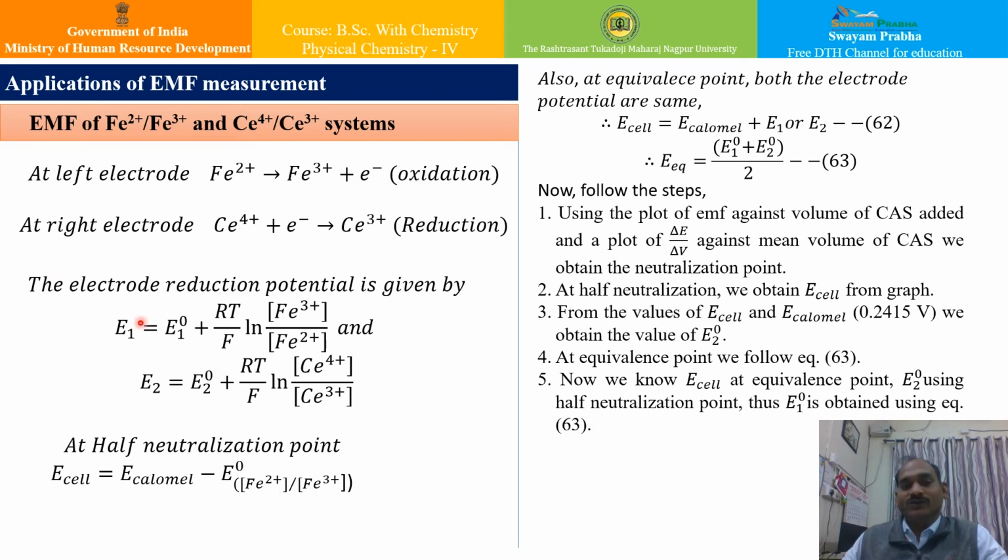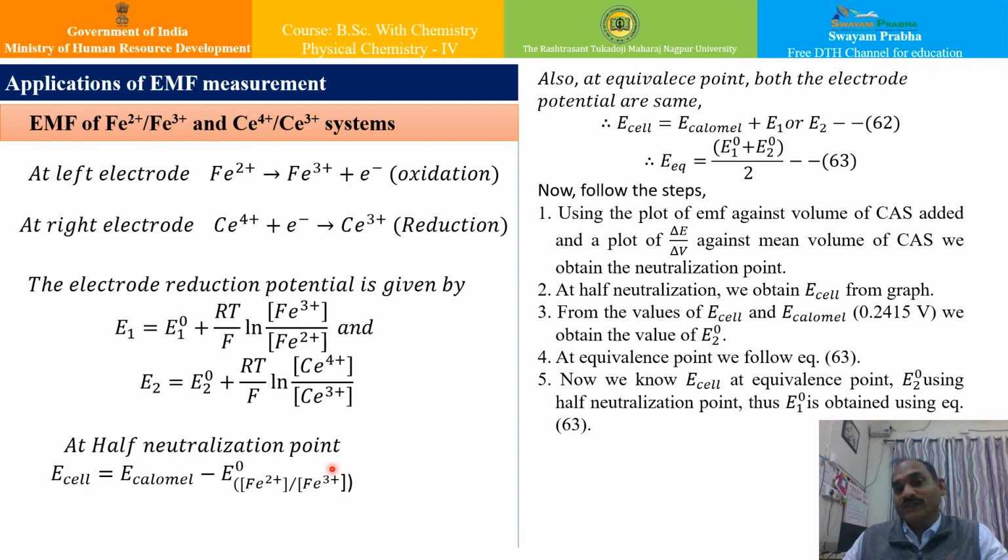Say E1 is equal to E1 standard plus RT upon F ln of ferric upon ferrous ion concentration, and for the right hand side electrode I can write it down like this. At the half neutralization point, what will happen? I can write down at the half neutralization point this particular expression, that is, EMF of cell is equal to E calomel minus E standard of this ferrous ferric conversion.